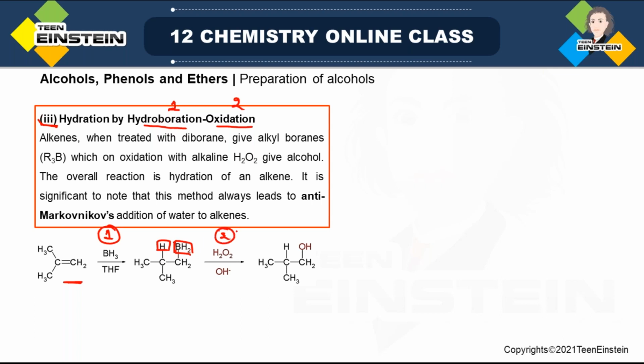And finally the second step, as we have mentioned, it is oxidation. So H2O2 in presence of alkaline medium. Finally, BH2 is converted to OH. So it is net addition of H and OH. So that is why you can call the overall reaction as if it is hydration.